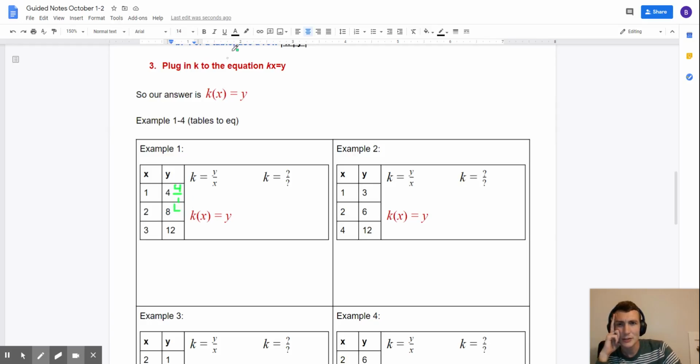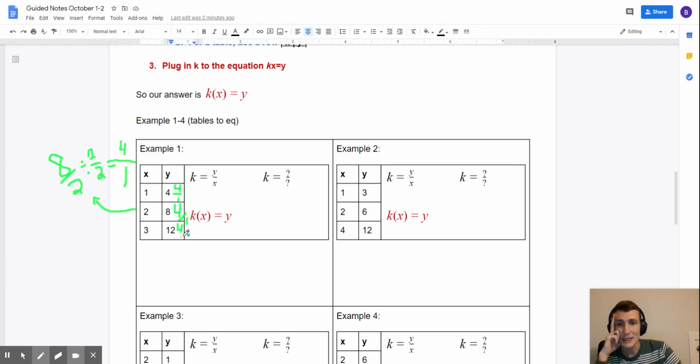Let's check 8 over 2. Oops, let's erase that guy. 8 over 2. I can divide that by 2 over 2. And 8 divided by 2 is 4. And 2 divided by 2 is 1. Oh, 4 over 1. And then 12 over 3. Guys, it's 4 over 1.